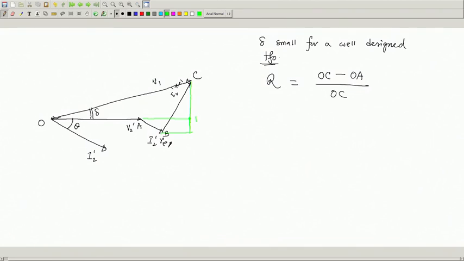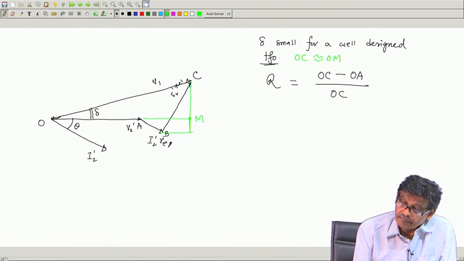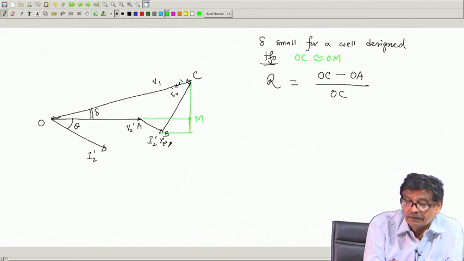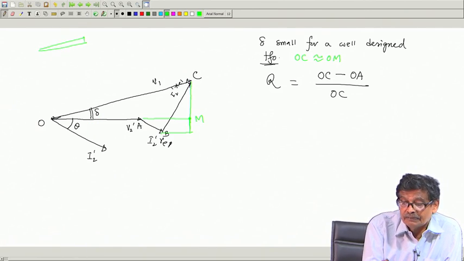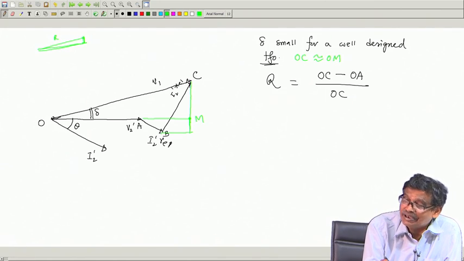Suppose this I call point M. Since delta is small, then I can say that OC is approximately equal to OM, is it not? This length will be approximately equal to this length, because delta is small, if the angle is small. This arc is this one; if it is a radius of a, these two lengths are almost equal, r d theta is equal to ds, this length.